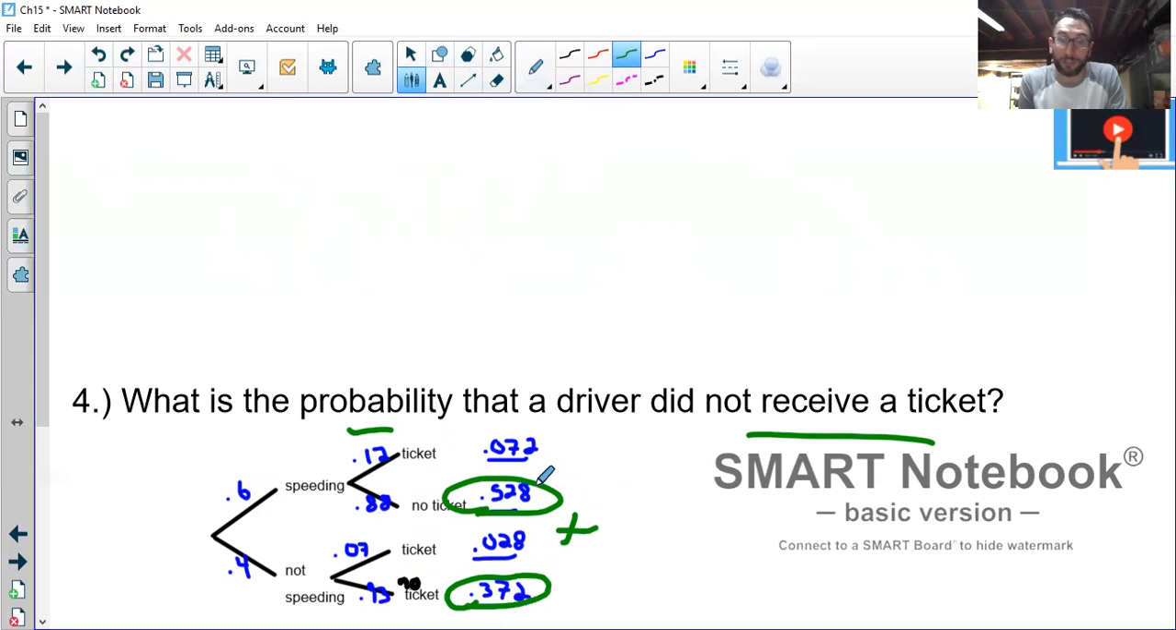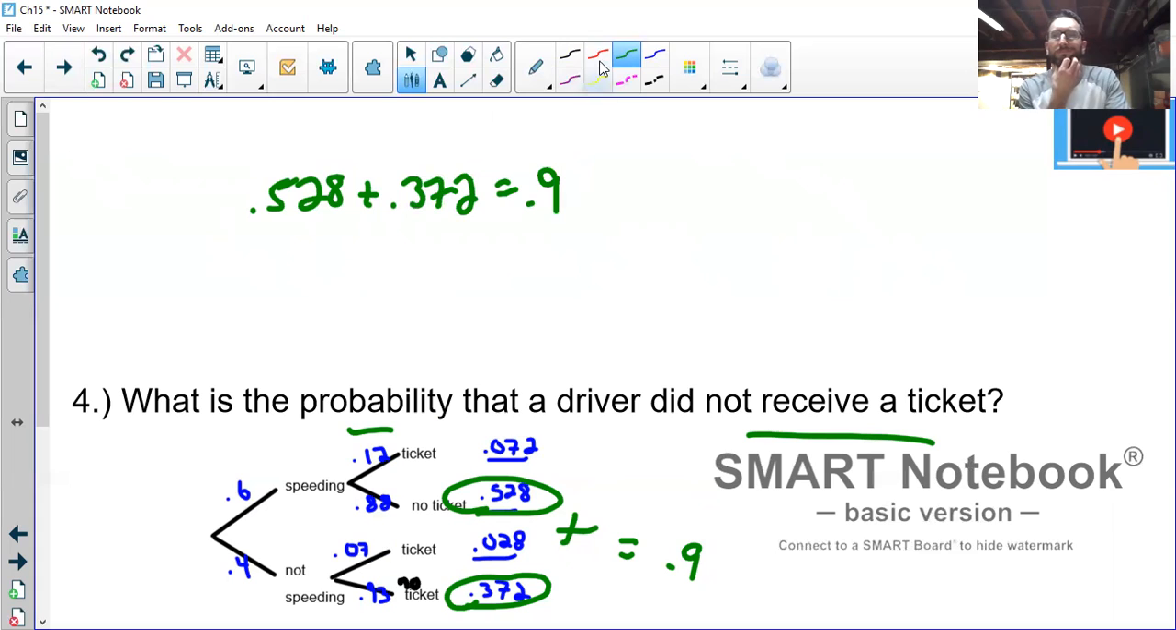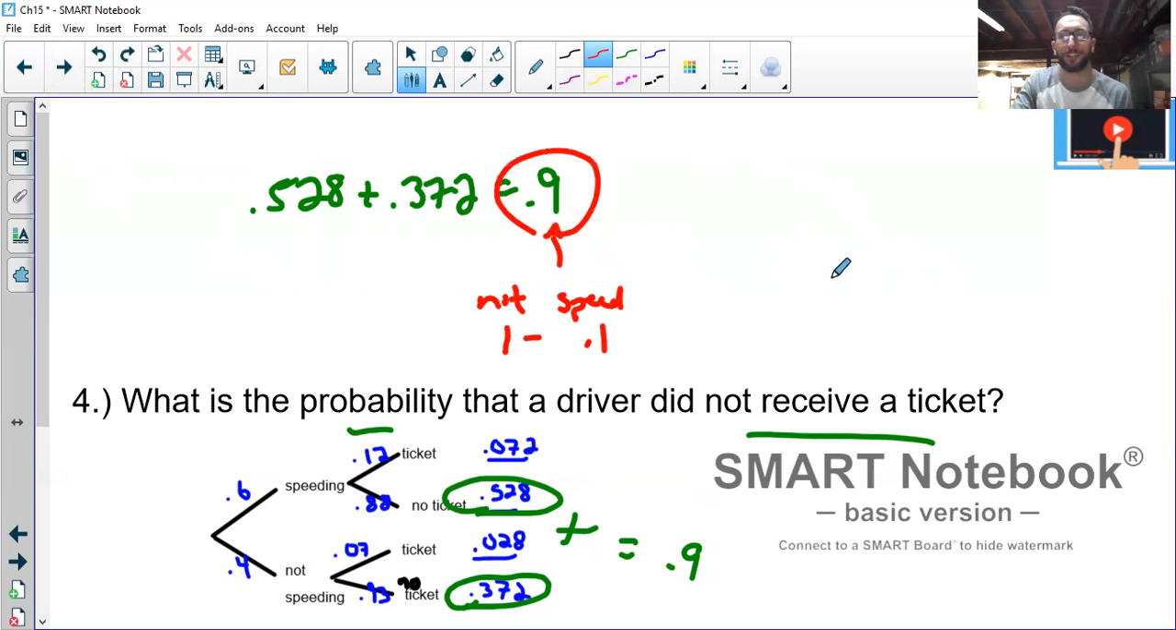And if you're rushing on the AP exam, show your work that way. Circle the two numbers, write the addition, and tell me that that equals 0.9. What's another way we could have answered this question just based on what we've already done today? Earlier, I think we figured out the probability that someone was speeding was 0.1. So the probability that they're not speeding is the other 90%. Man, it all connects.